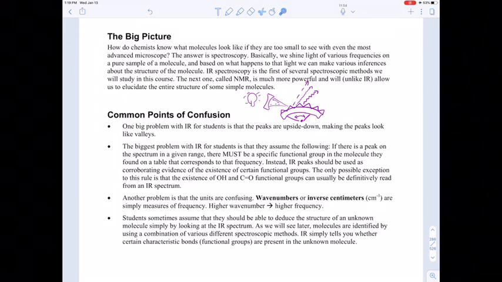Students sometimes assume that they should be able to deduce the structure of an unknown molecule simply by looking at the IR spectrum. As we will later see, molecules are identified by using a combination of various different spectroscopic techniques. IR simply tells you whether certain characteristic bonds, functional groups, are present in the unknown molecule. It does not tell you anything about where they are. So that's a common way that students make this more difficult than it needs to be.